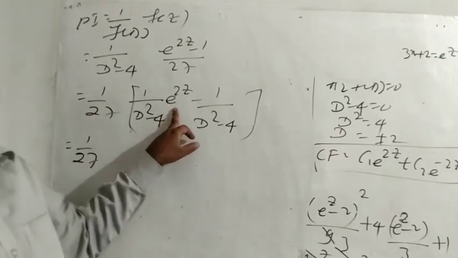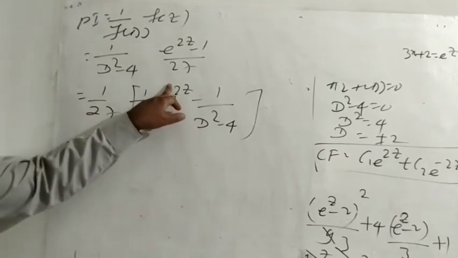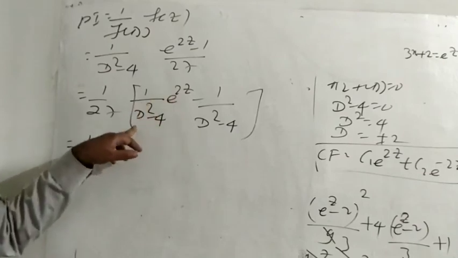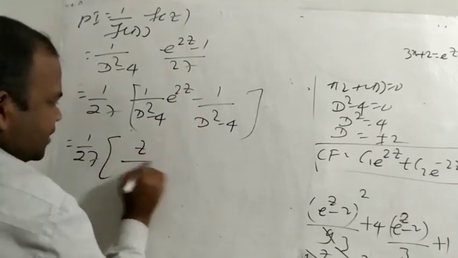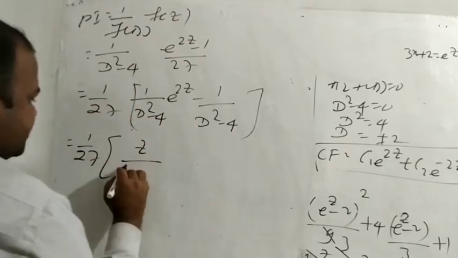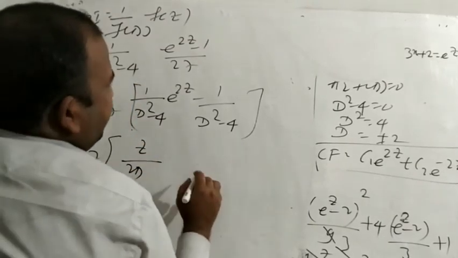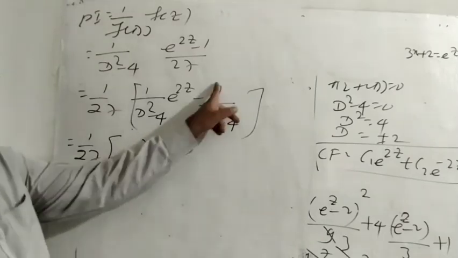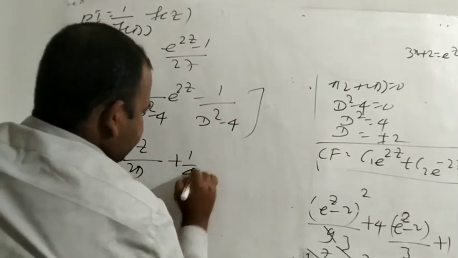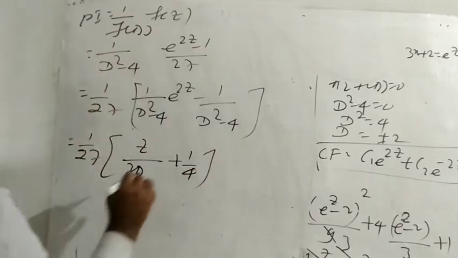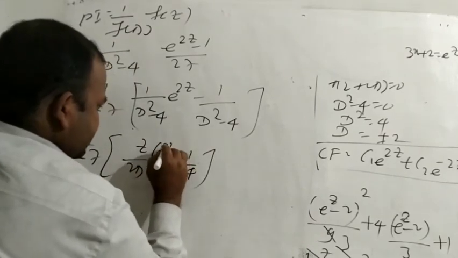Okay, so this is 1 upon 27. This is our type first, d equals to a. So 2 square 4 minus 4 it is 0. You can't put it. So this is z upon 2d, and this is constant. For constant you will put d equal to 0. This is 0, this minus minus becomes plus. So this is into e raised to 2z.